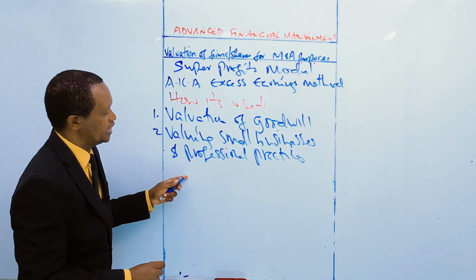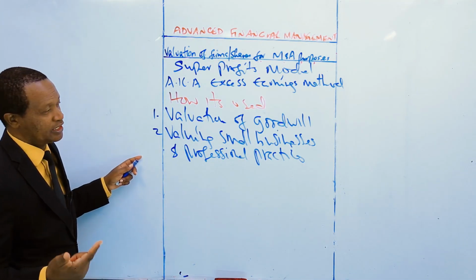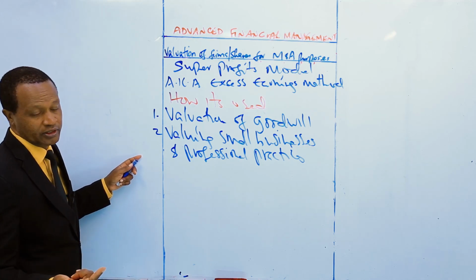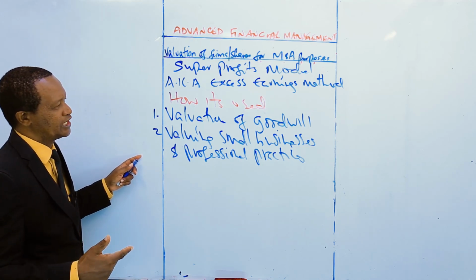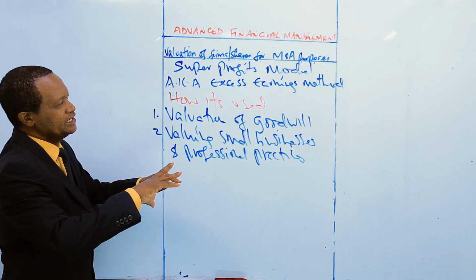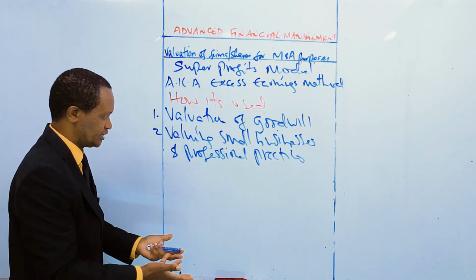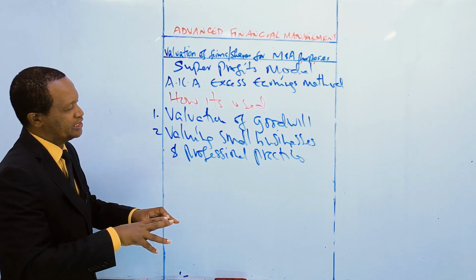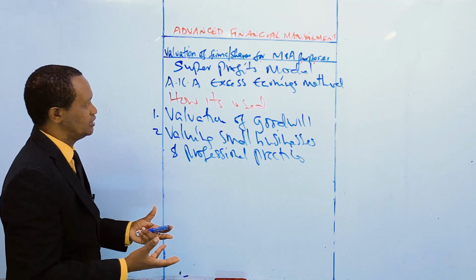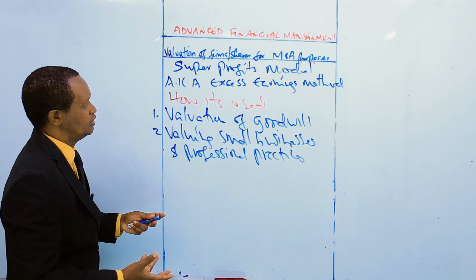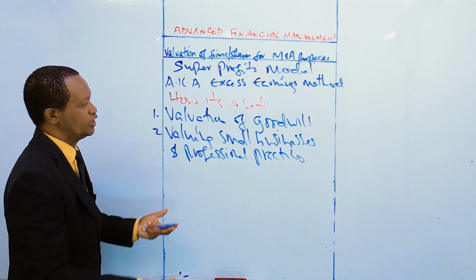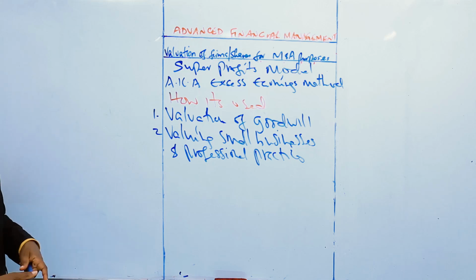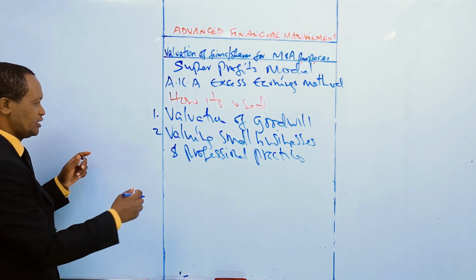Valuation of small businesses and professional practices like accounting firms, the law firms, okay? The businesses that do not have identifiable tangible assets, businesses whose assets are majorly intangible, then the super profits model is ideal for valuing such businesses. So that's the second application of this model.